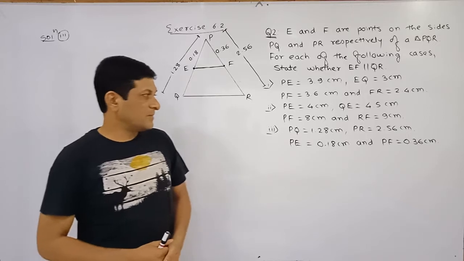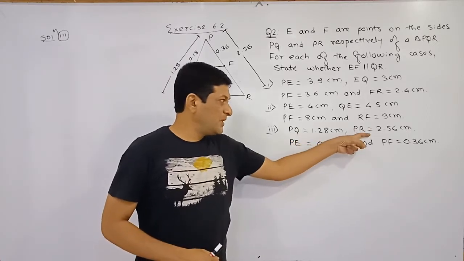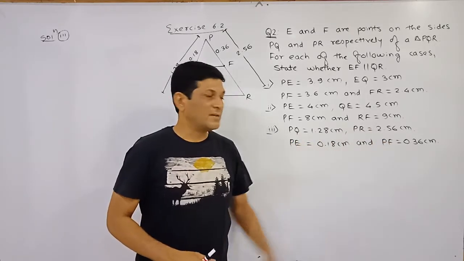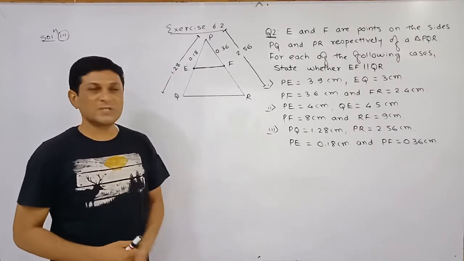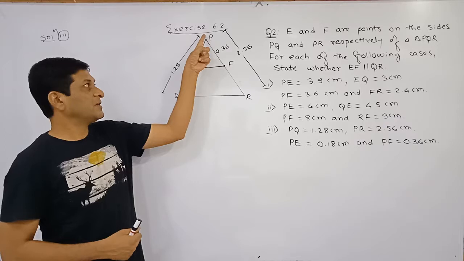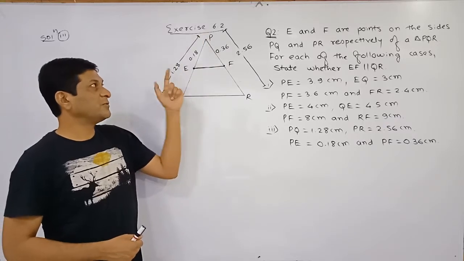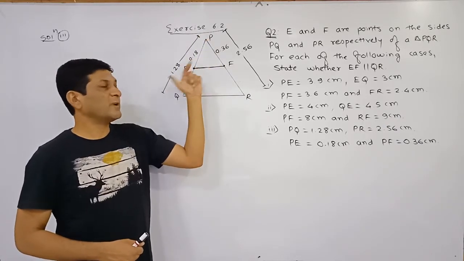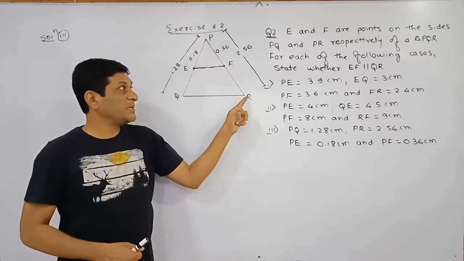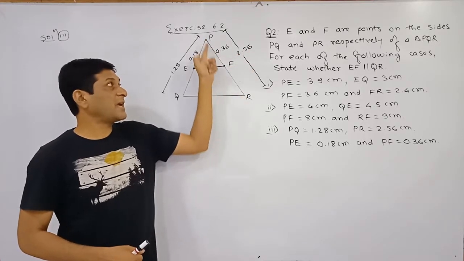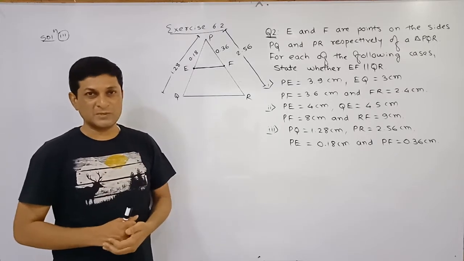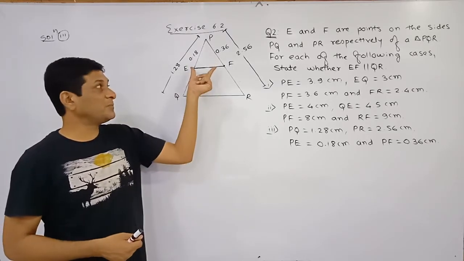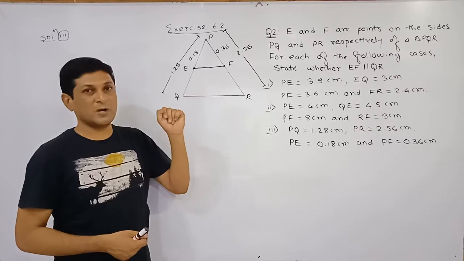See, in the third example, these four lengths PQ, PR, PE and PF are given to us, where PQ is equal to 1.28, PE is equal to 0.18, in the same way PR is equal to 2.56 and PF is equal to 0.36. These are the given values, and what is our aim? To check whether EF is parallel to QR or not.